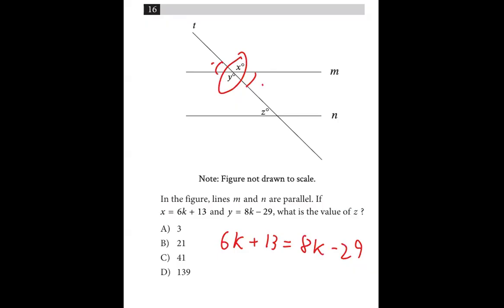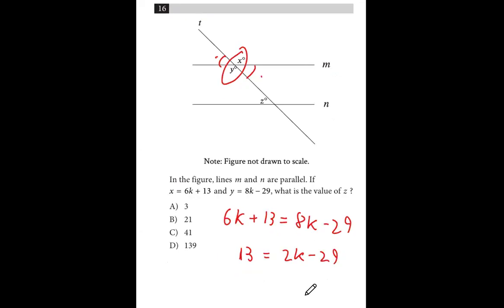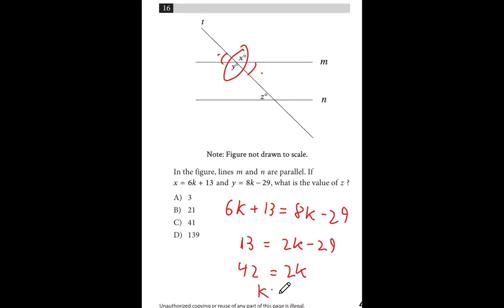And so now we need to solve for K. In this case, we can subtract 6K from both sides and get 13 is equal to 2K minus 29. Add 29 to both sides, and we get 42 is equal to 2K, or K is equal to 21.